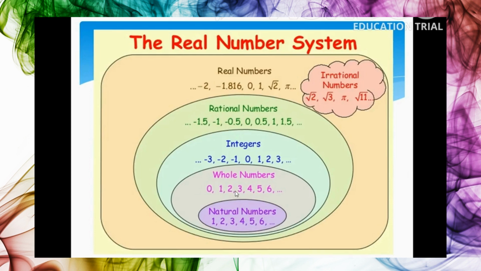In the set of whole numbers, all the numbers except 0, that means a subgroup of whole numbers, is called natural numbers. So natural numbers are included in whole numbers, and natural numbers and whole numbers together are included in integers, and natural numbers, whole numbers, integers together are included in rational numbers, and all these numbers together are included in real numbers. So real numbers include rational numbers and irrational numbers. An irrational number is a set of numbers which is different from this big set of numbers.